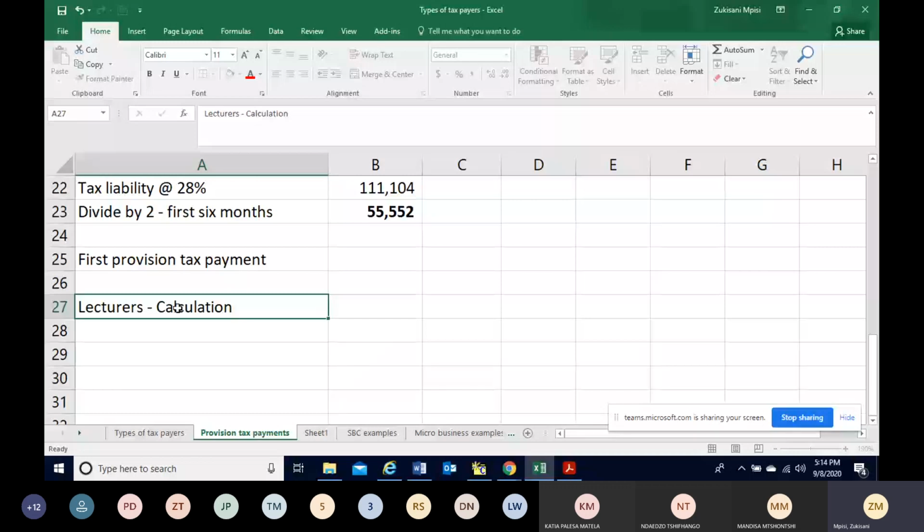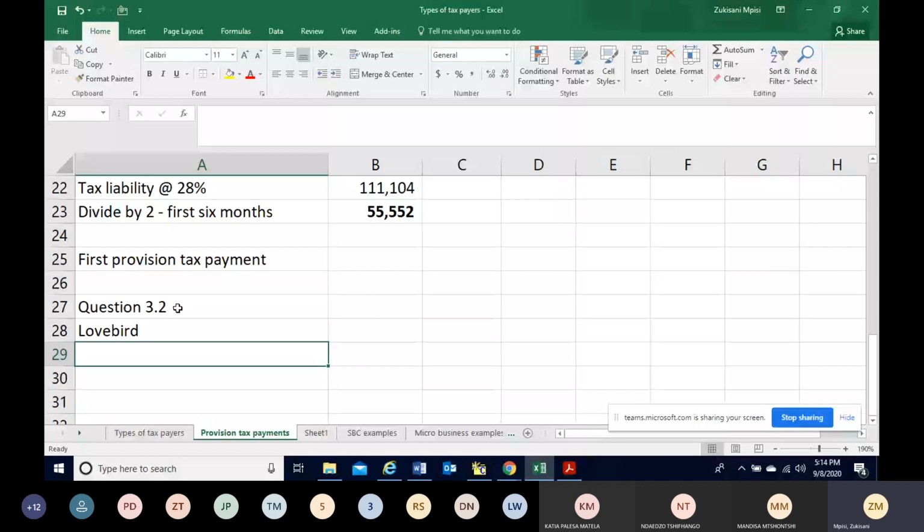So question 3.2, it is on page 55. The question is about LoveBed. LoveBed is one of your clients. The financial year of assessment ends on the last day of March. LoveBed is not considered a small business corporation as defined or a micro business. You are provided the most recent tax assessments as follows. And then you are asked to calculate the provisional tax payment payable by LoveBed for the 2020 year of assessment.